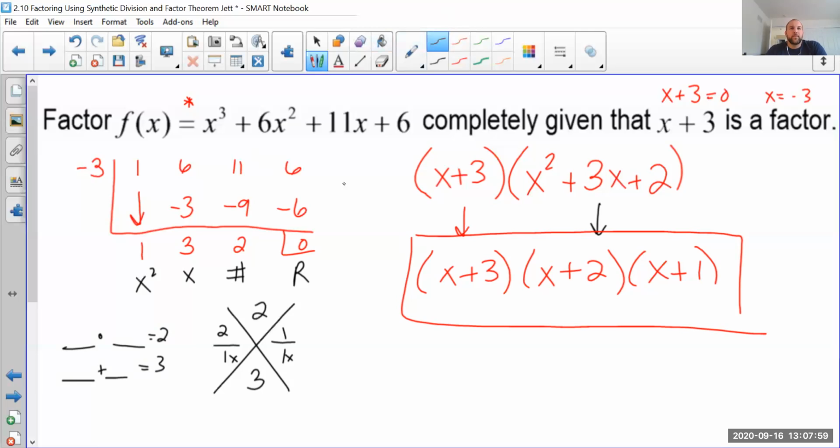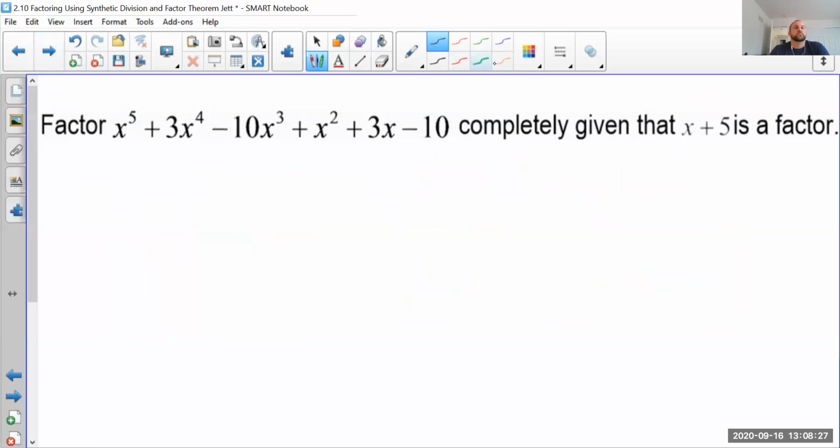All right, so what that means, if I would multiply all 3 of these back together, it would give me our original polynomial. Okay, remember, factors are things that can be multiplied together to get whatever we're talking about. Questions? All right, let's do another one of those real quick. Okay, so again, they give us this factor right here. Okay, they tell us that x plus 5 can be multiplied into this. So let's start with synthetic division.